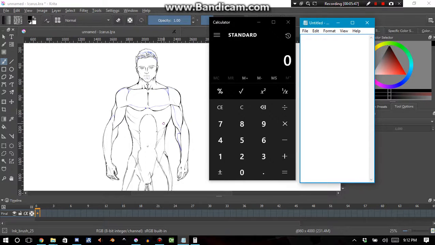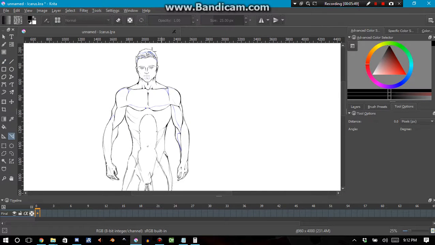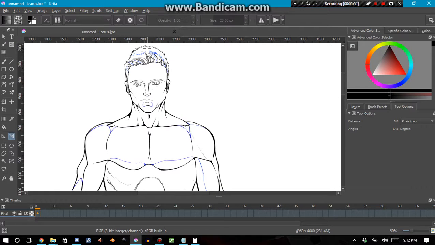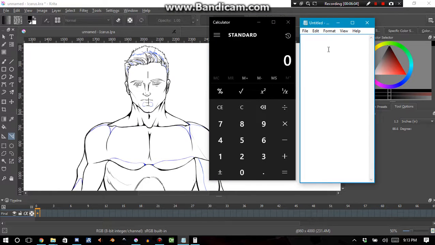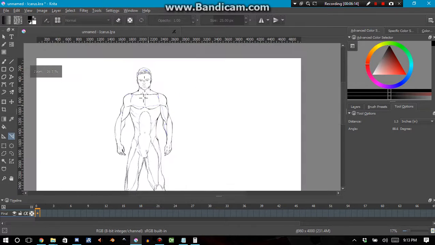All right, so I got my measuring tool out, and I'm going to go ahead and measure to the top of his head. Not from his hair, but from the top of his head down. Okay, so it is how many inches? 1.3. All right, let's go ahead and type that in. 1.3. And so 1.3 times 3 heads long is almost 4, so pretty much 4.